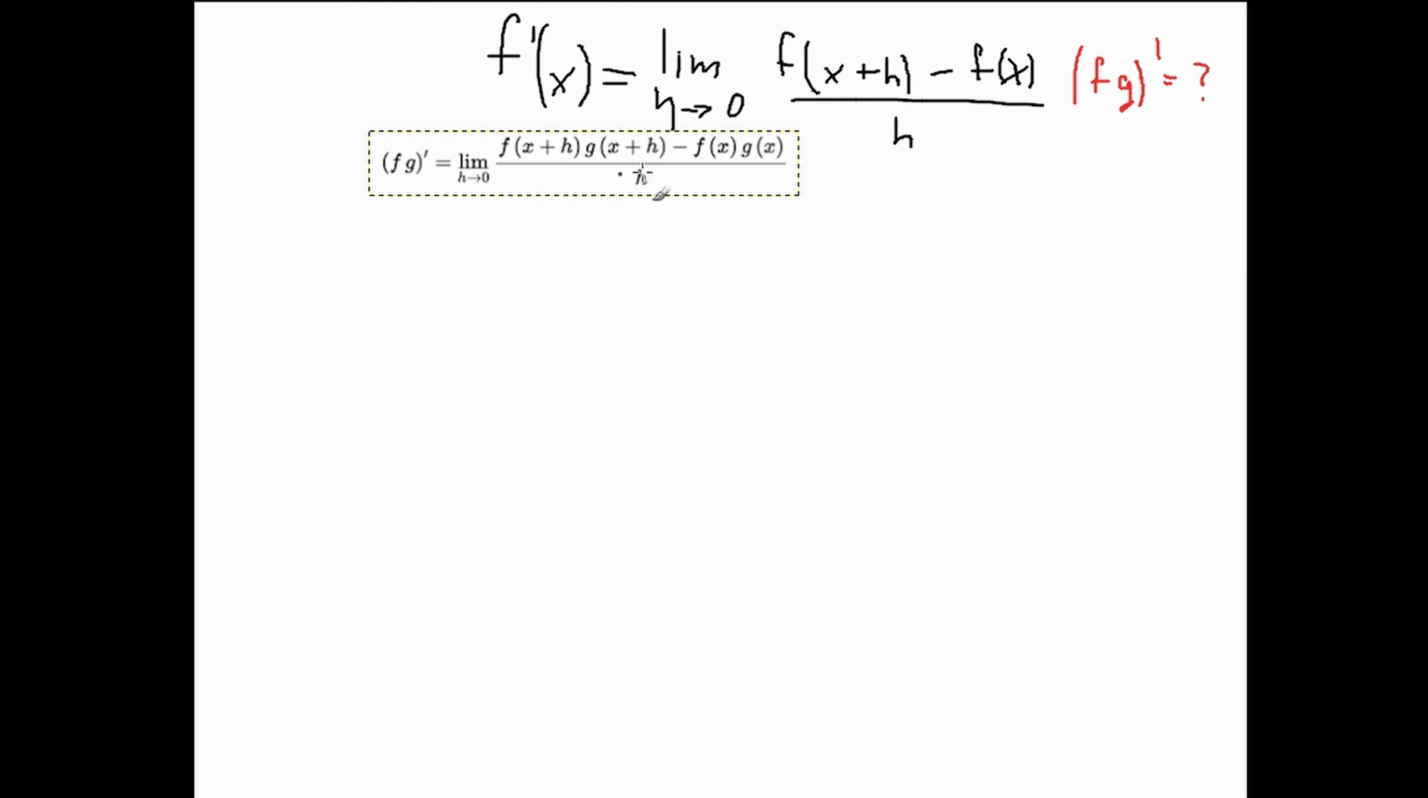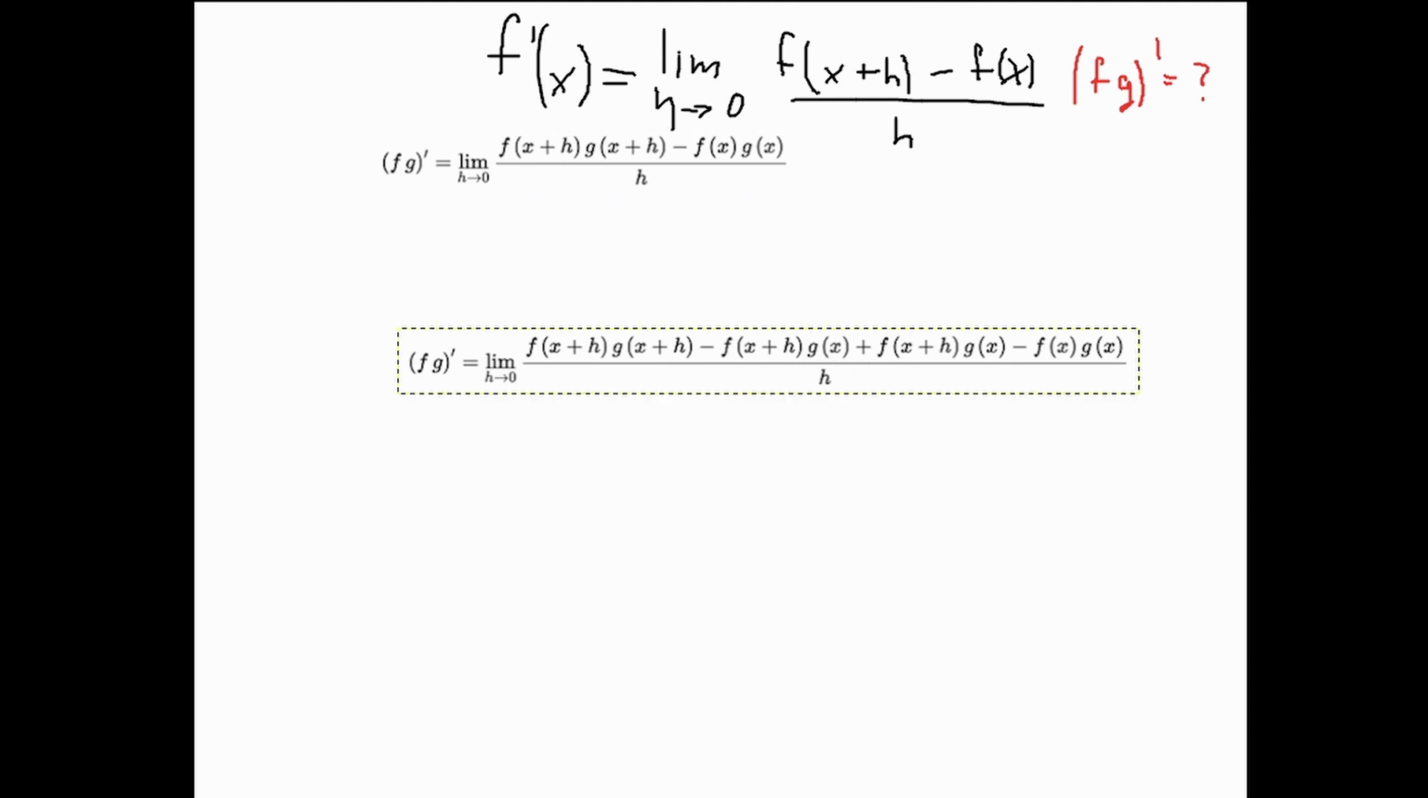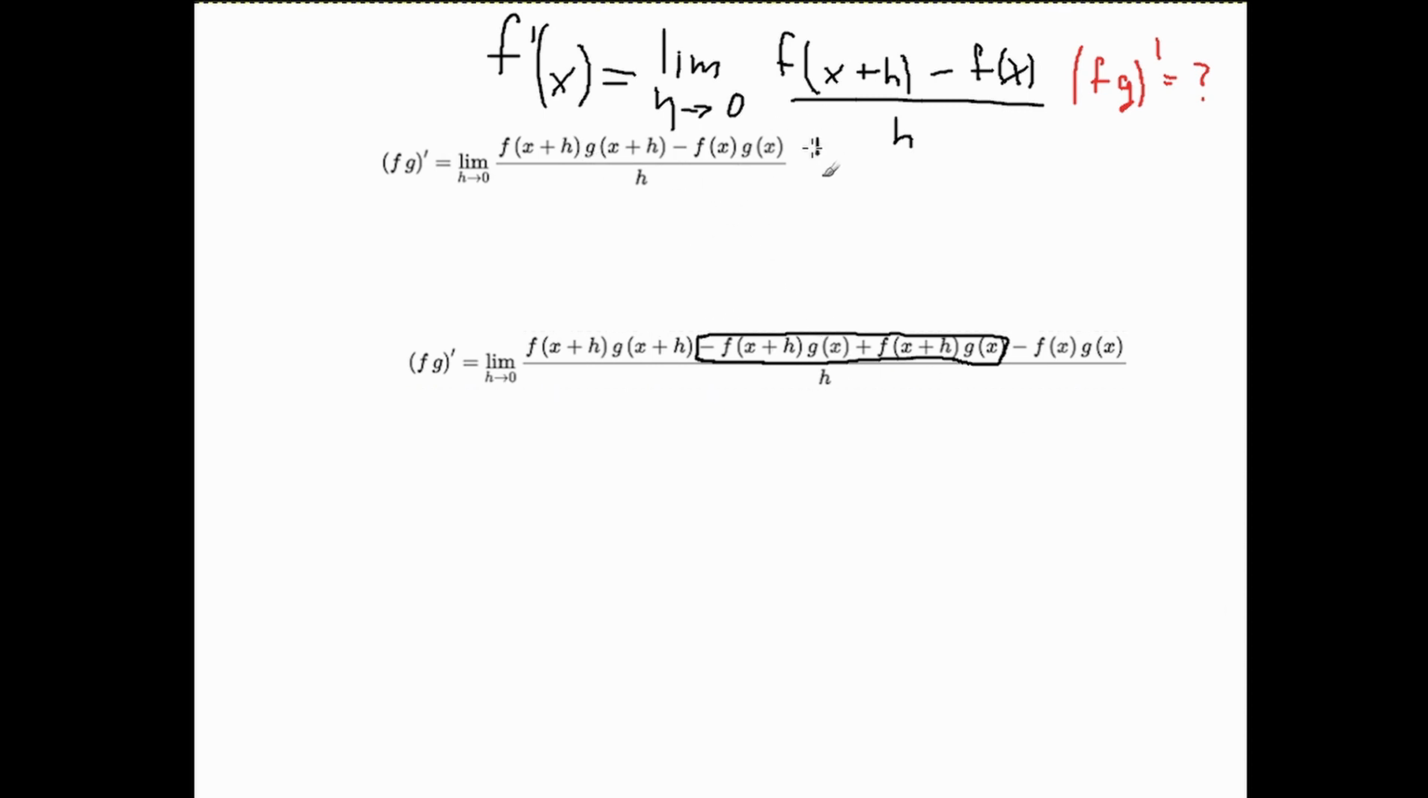Now, to make this a little bit simpler, we have to make this top numerator a little more complex. By doing that, we can, for example, add 0. Now, this term might look a little complex, but this middle term right here, all it's doing is adding 0. This minus f of x plus h times g of x plus f of x plus h times g of x, that is basically just saying, okay, take this whole thing and just add 0.